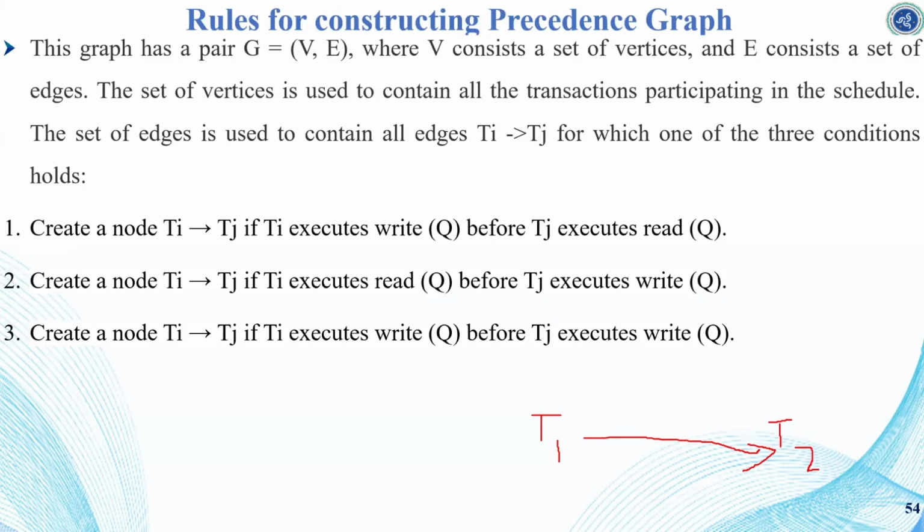Again, these are the conflicts being mentioned. This is write-read, this is read-write. Again, the third one is write-write. So Ti executes a write of Q before Tj executes a write of the same data item Q. If any one of these conditions holds, then we can say it has an edge.